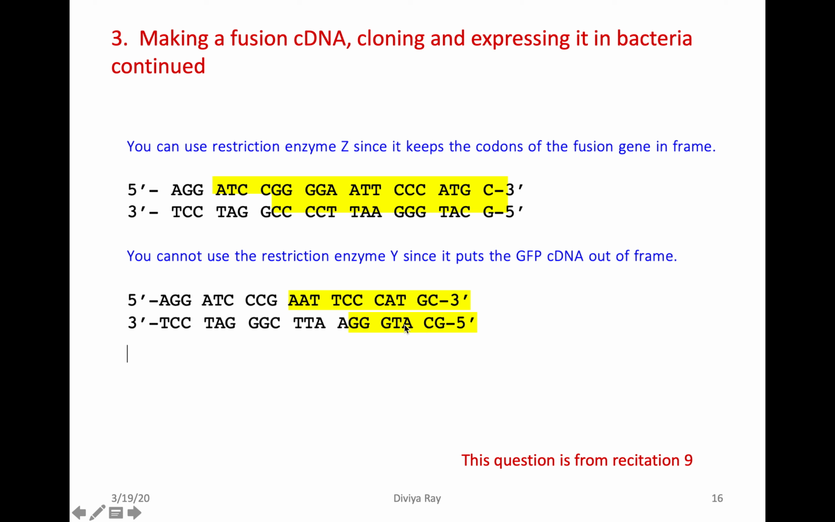If you do the question on your own, you'll see that you'll use the restriction enzyme Z, not Y, because it is this restriction enzyme that will maintain the reading frame of BAL1 as well as the GFP cDNA. It will delete the stop codon that is at the end of the BAL1 cDNA. But if you use the restriction enzyme Y, you are changing the reading frame of the GFP cDNA. So this will not give rise to the fusion protein. So yes, you did make the cDNA.